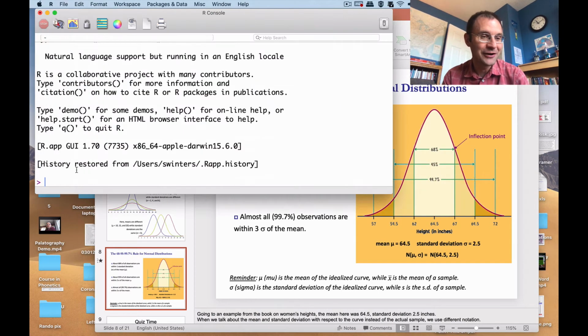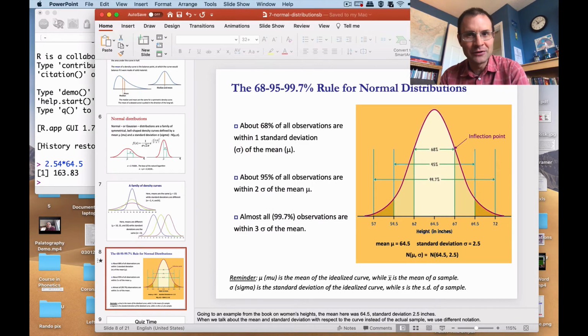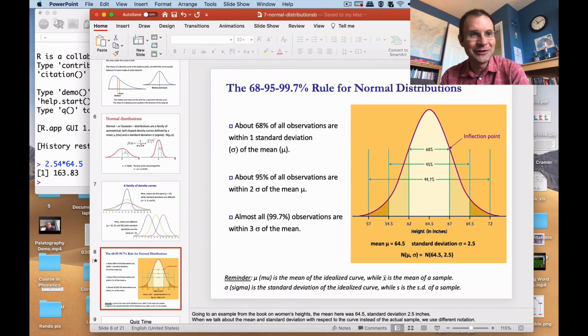It turns out the conversion for going from inches to centimeters, if you're not used to thinking in terms of feet and inches, is pretty simple. There's 2.54 centimeters in an inch. So if we just use R as a calculator, we can say the average height for women is about 164 centimeters, 1 meter, 64 centimeters. So maybe that makes it feel more familiar to you.